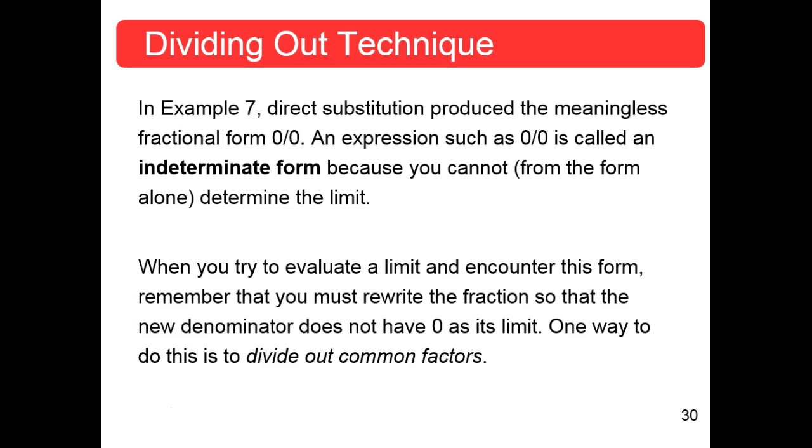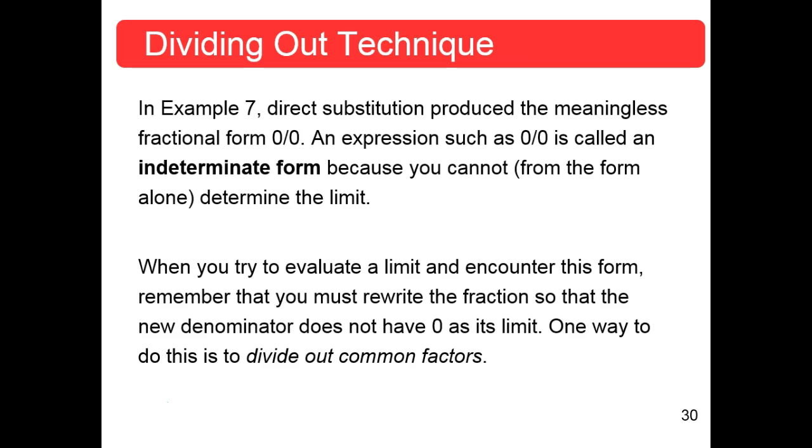Okay. So, in example 7, direct substitution produced meaningless form. I won't say meaningless. Here they finally tell you that an expression such as 0 over 0 is called an indeterminate form because you cannot, from the form alone, determine the limit. You don't throw it out just because it has 0 in the denominator. That would be true if it was 7 pi over 0. Throw it out. That's never going to be an answer. But 0 over 0 is indeterminate. Don't throw it out yet.